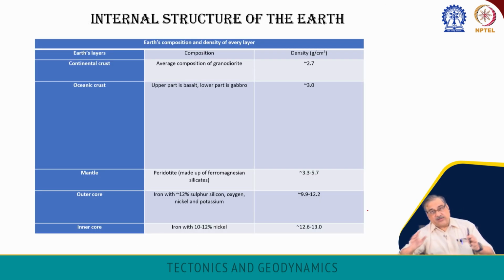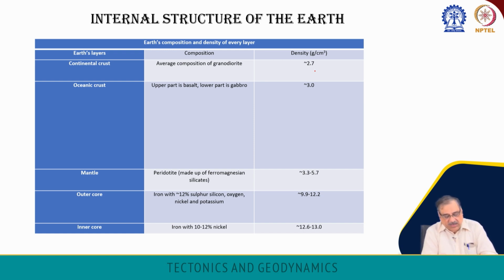Now, just to break up what this internal structure tells us about the interior of the Earth. We have a continental crust, which has the average composition of a rock called granodiorite. The density is around 2.7 grams per cc. This includes both the upper part and the lower part of the crust, which are believed to be slightly different in composition and density. The oceanic crust comprises two parts. The upper part is volcanic in nature, which is a basalt, and the lower part is the plutonic equivalent of the basalt, which is called a gabbro, and its density is slightly larger than that of the continental crust. It's 3 grams per cc.